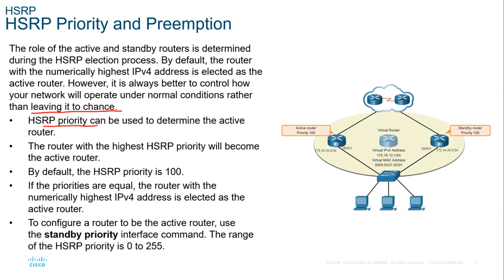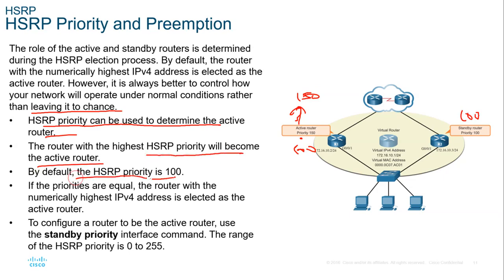So HSRP priority can be used to determine the active router. Now the priority is here. The higher the priority, the more preferred the router is going to be. By default, the priority is 100, but this one here was raised up to 150. That's the reason why it is active. So the router with the highest HSRP priority will become active.